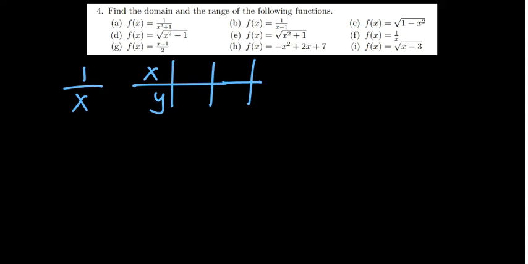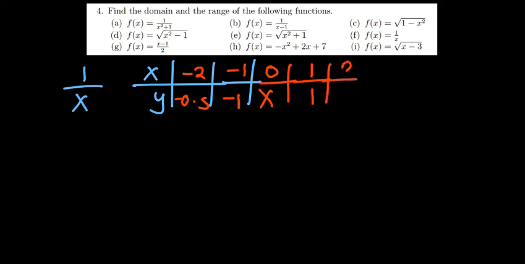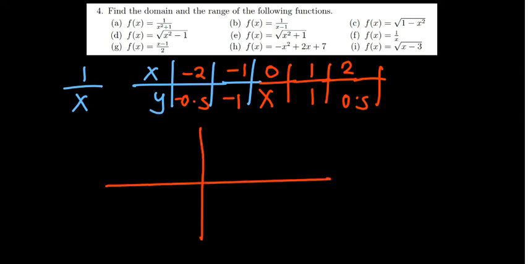So 1 over x, let's say we want to sketch that function. We'll start from -2. If you put a -2, you get -0.5. If you put a -1, you get -1. If you put a 0, it can't work. If you put a 1, it will give you a 1. If you put a 2, you get 0.5.